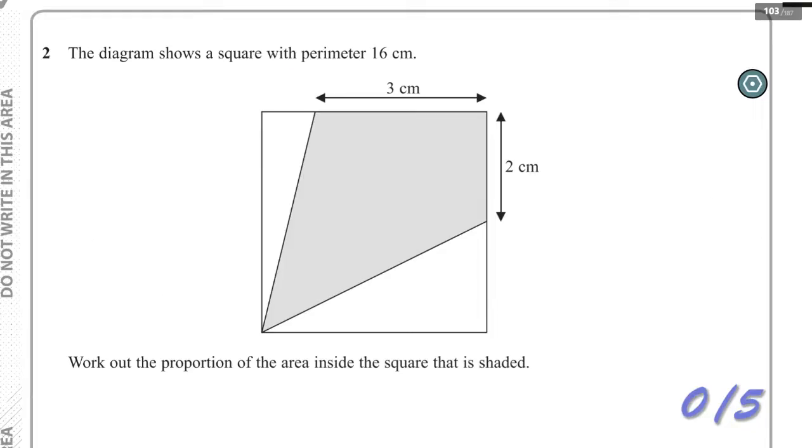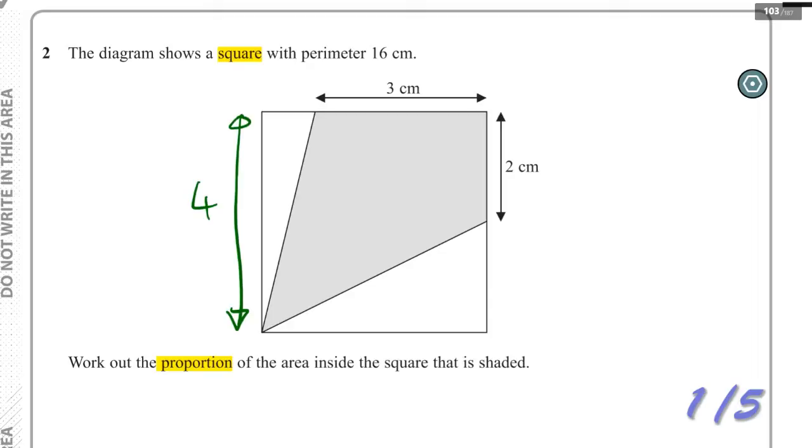Okay, question 2. The diagram shows a square, that is important, with a perimeter of 16 centimeters. Work out the proportion of the area inside the square that is shaded. So firstly, it's important to realize it is a square. That means that it has a side length of 4, because 4 times 4 is 16.